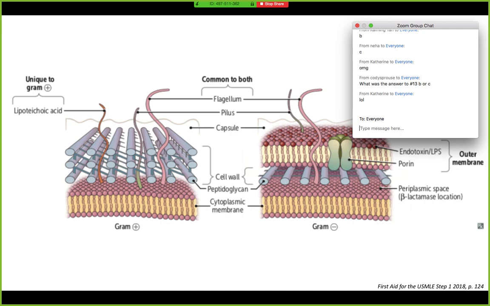Number 13. Do you mean slide 13? Oh, it was C. Draw blood cultures x2 and then initiate empiric antibiotic therapy. Okay.